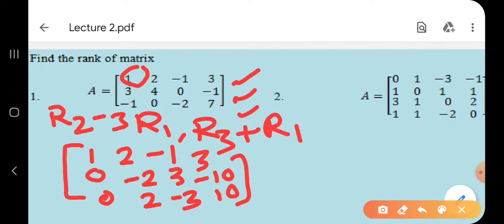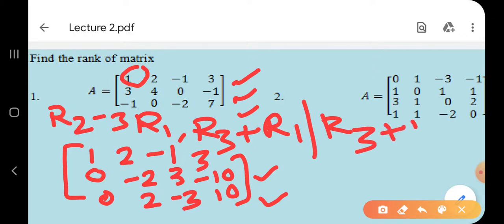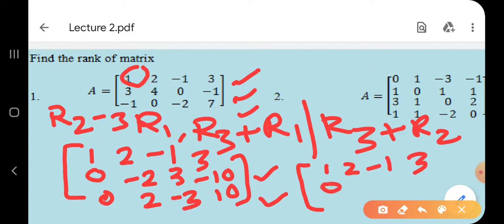Now you observe here, these two rows are almost the same, only the difference is in the minus sign. So if I add these two rows, I get directly 0. So my next operation is R3 plus R2. So what do I get here? 1, 2, minus 1, 3. Then 0, minus 2, 3, minus 10. And the last one is 0, 0, 0, 0. If you check, 2 minus 2 is 0, 3 minus 3 is 0, 10 minus 10 is 0.